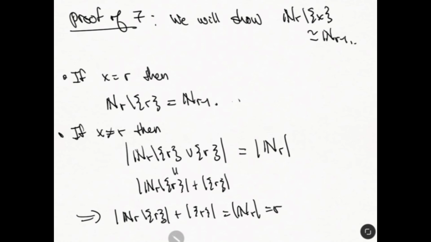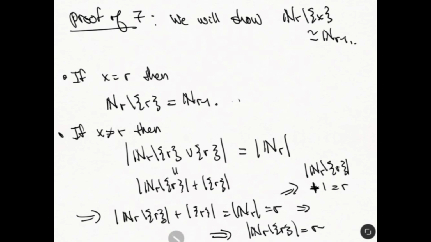This is R. Okay, and then let me just copy this over. So this tells us, I'll just do it on this page. So this is the cardinality of N_R without 1. So this is equal to R plus 1, which is equal to R. So this tells us that the cardinality of this thing is equal to R minus 1.